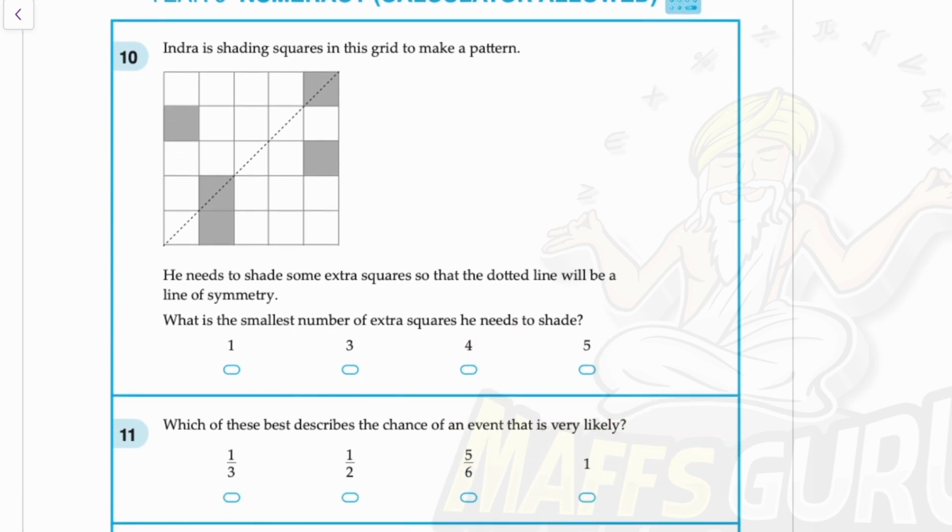Okay, Indra is shading squares in this diagram to make a pattern. He needs to shade some extra squares so the dotted line will be a line of symmetry. What is the smallest number of extra squares he would need to shade?